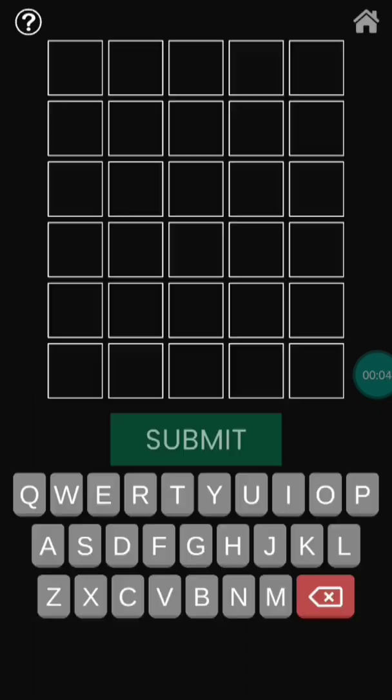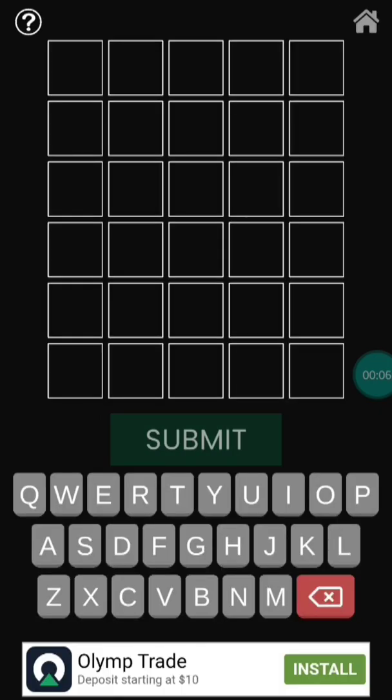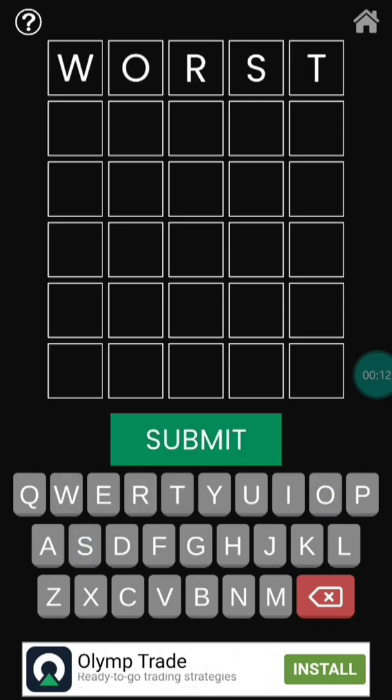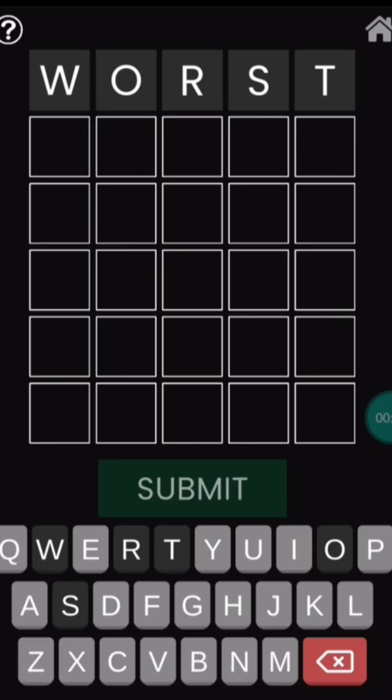So here you will see the daily word. Now you will see that 5 boxes are given. Now I am going to enter the first word, WORST. When I enter it, you will see every letter is in black or gray color. So this means that none of W, O, R, S, T is in the word. Gray means none of them is in the word.